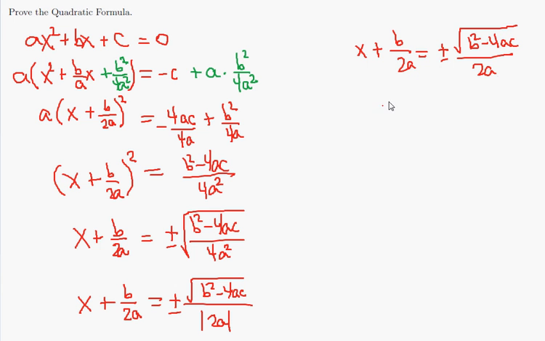And finally, to solve for x, we bring the b over 2a to the other side. So everything's over 2a. And we get the familiar formula, negative b plus or minus square root of b squared minus 4ac.